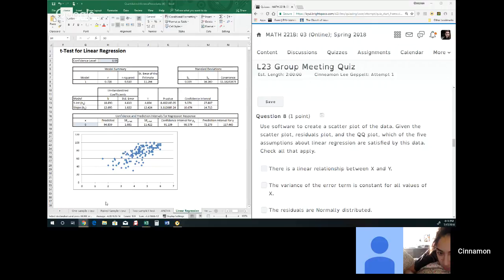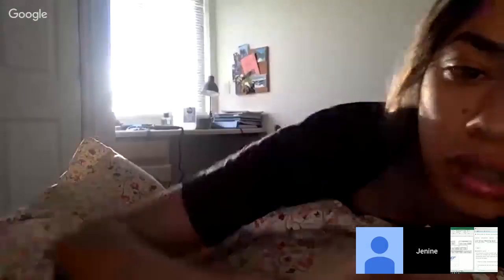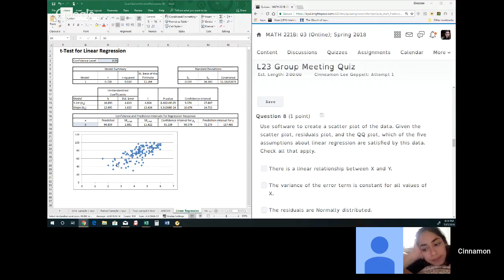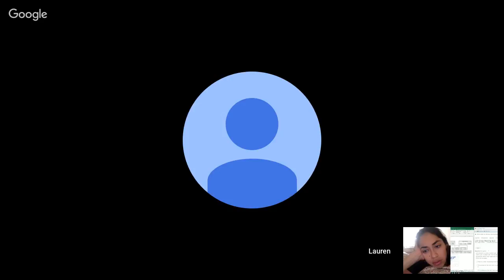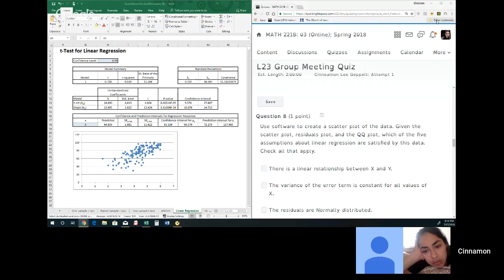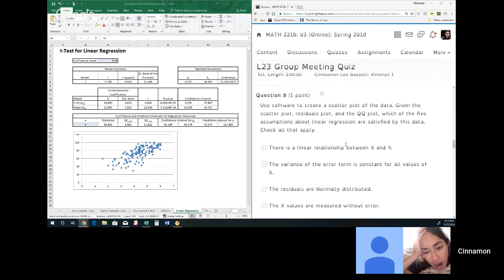Okay, do you remember how to do that regression line thing? Where we're supposed to make that line that runs through the middle? I think that's the regression. Software to create a scatter. That's the only thing I can't remember how to do. There's a linear relationship between X and Y. Kind of looks like a hot dog, sort of.